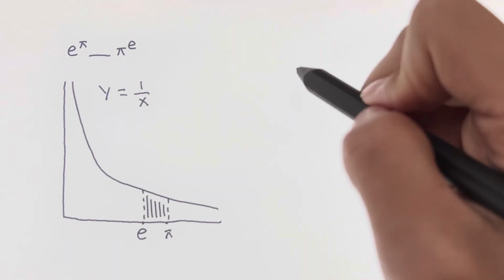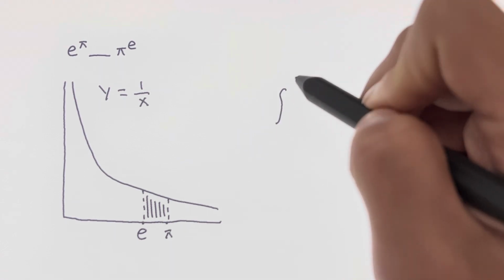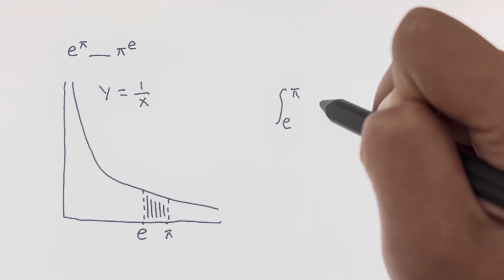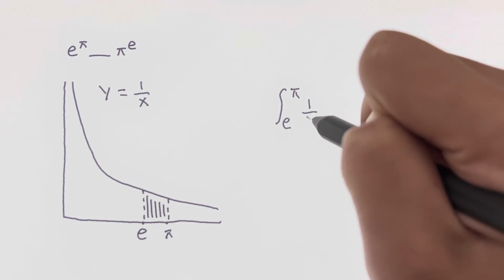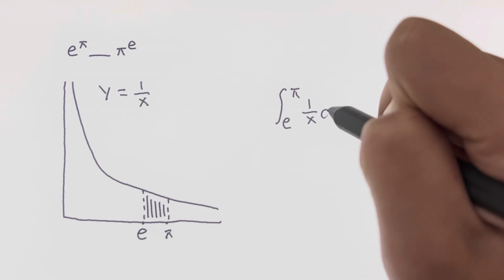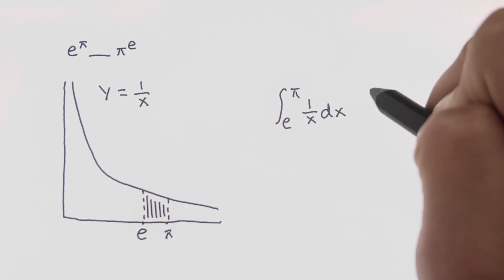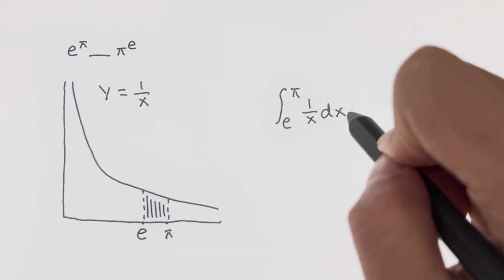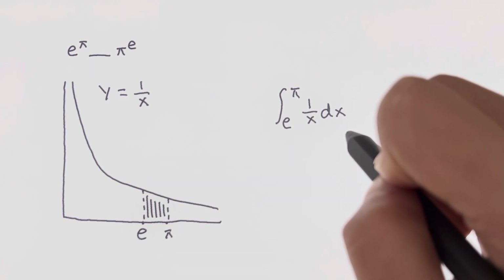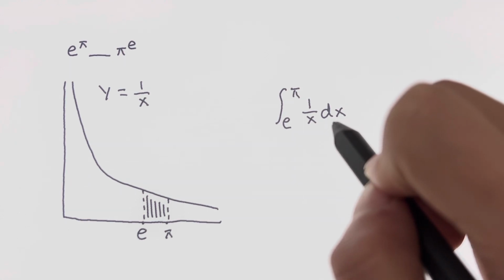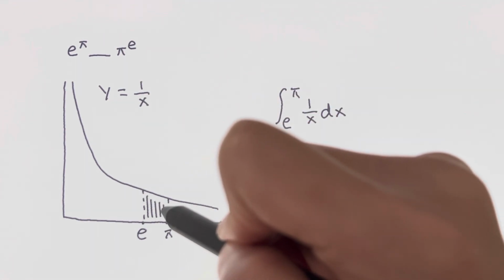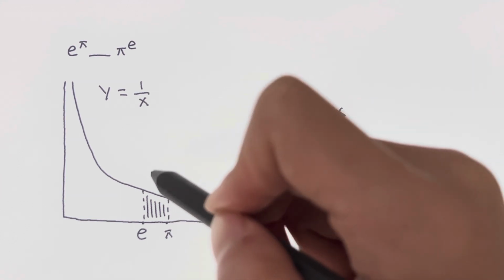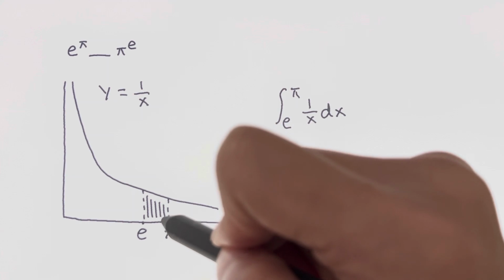So we can write this as the integral from e to pi of the function 1 over x dx, where d is a derivative of x. This is going to be the area under the curve, written in the form of a definite integral. And then we can observe that the area under the curve seems to be cut out from the rectangle bound by the distance e to pi.